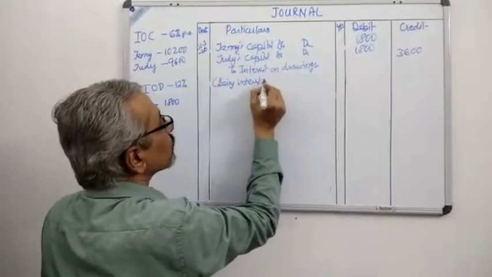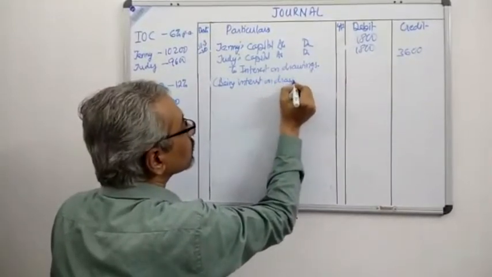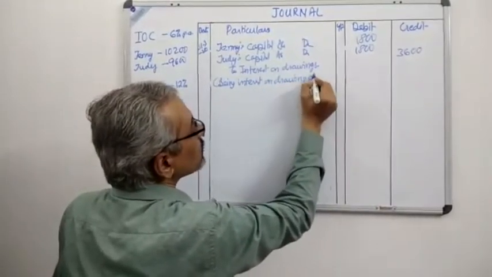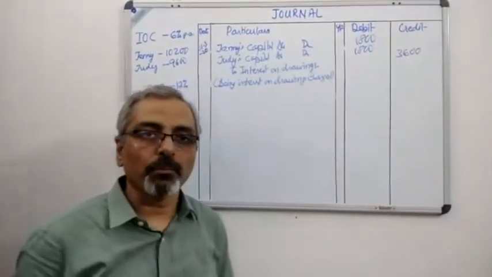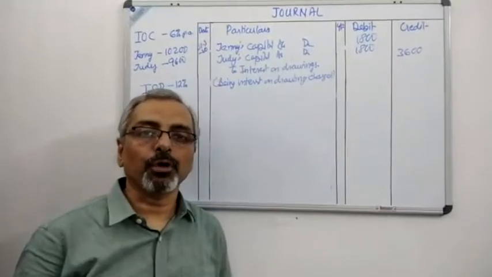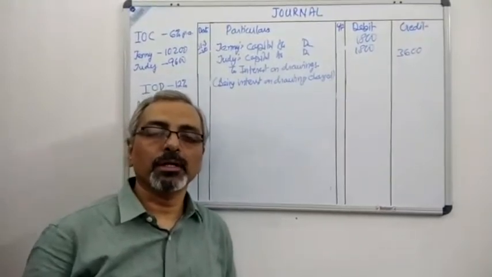So the narration is being interest on drawing charged. If you remember, interest on drawing is charged from the partners and it is an income for the organization, it is an income for the firm.